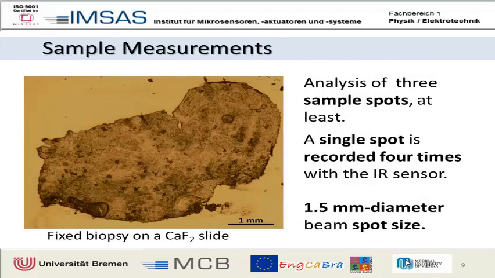So once we fix the biopsy on the calcium fluoride slide, we collect and analyze at least 3 spots over the biopsies, and a single spot is recorded 4 times with our infrared sensor. The size of the light beam here is 1.5 millimeters in diameter, and this is something that we are trying to decrease.